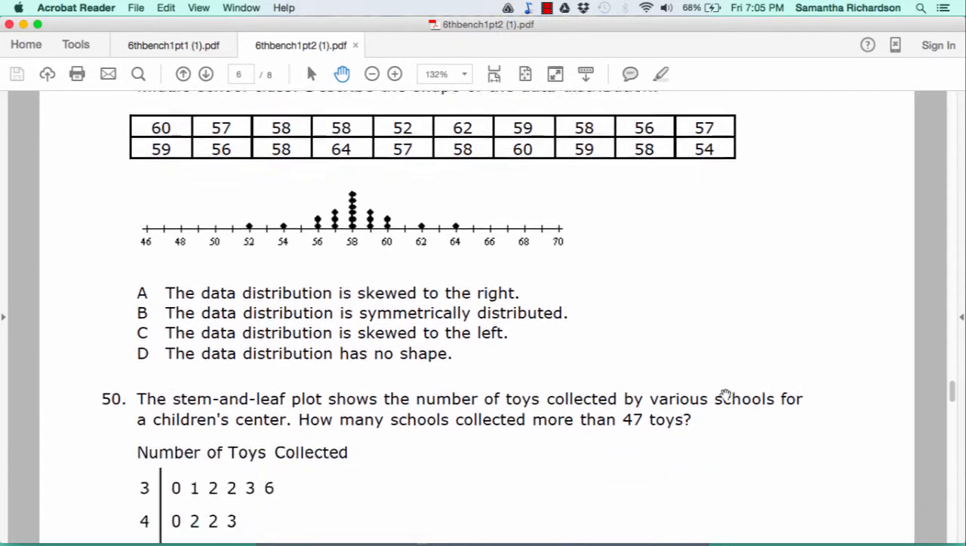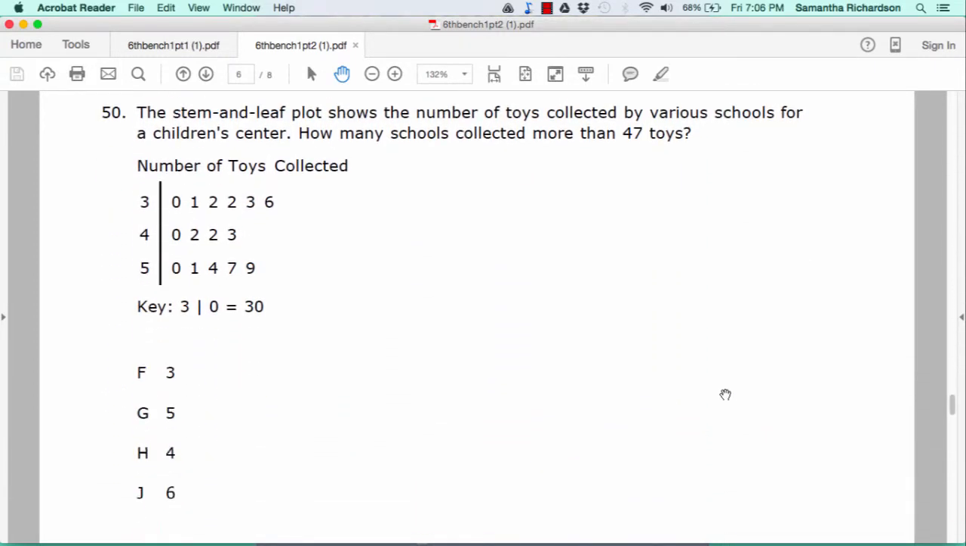Question 50. The stem and leaf plot shows the number of toys collected by various schools for a children's center. How many schools collected more than 47 toys? If you need any part of the chart read, please raise your hand. F, 3. G, 5. H, 4. J, 6.